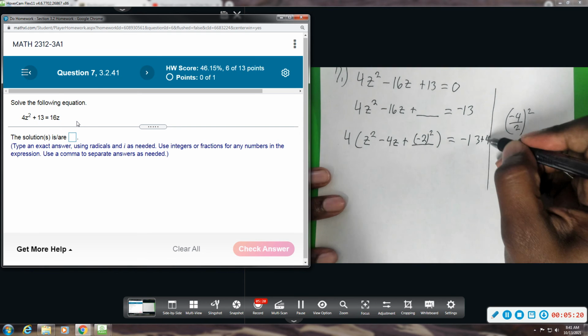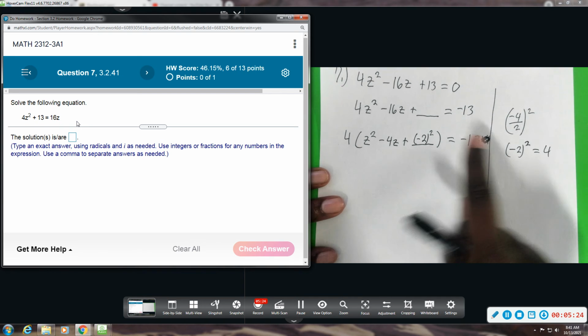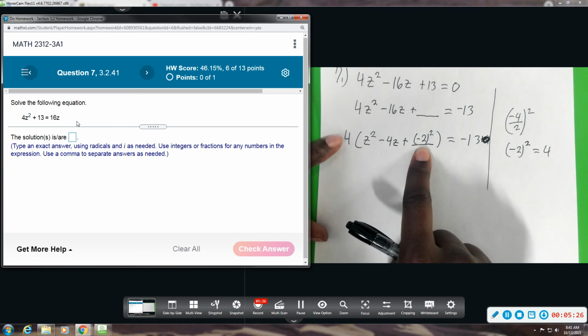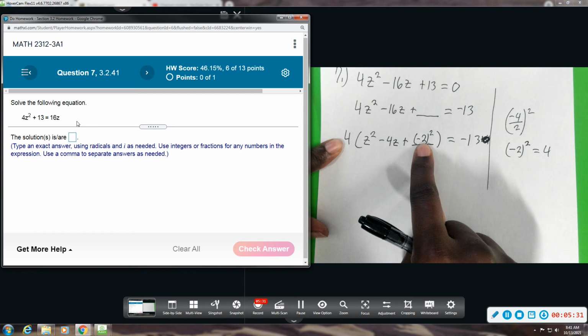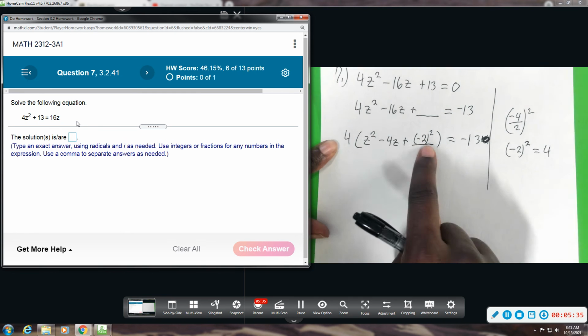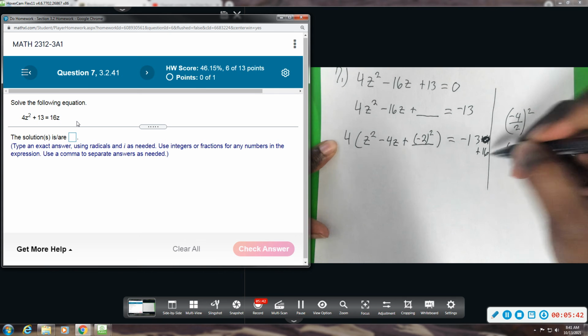Well, actually, let me stop. I jumped the gun. I can't just add 4 because this is in parentheses and it's being affected by this 4. So what's actually happening is, when you distribute, what I'm actually adding is 4 times 4, which is 16. So on this side, I need to do plus 16.